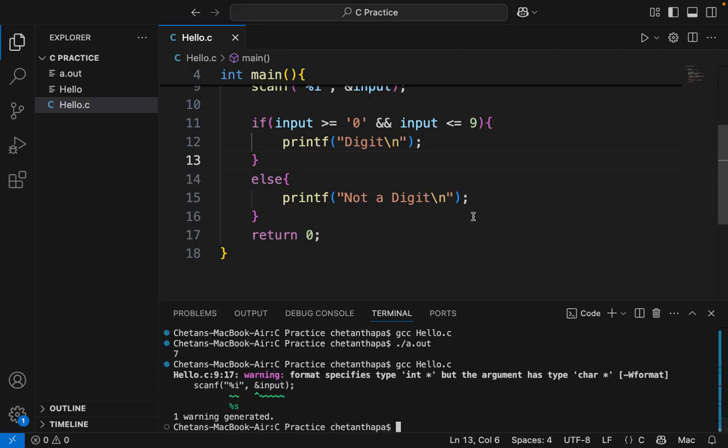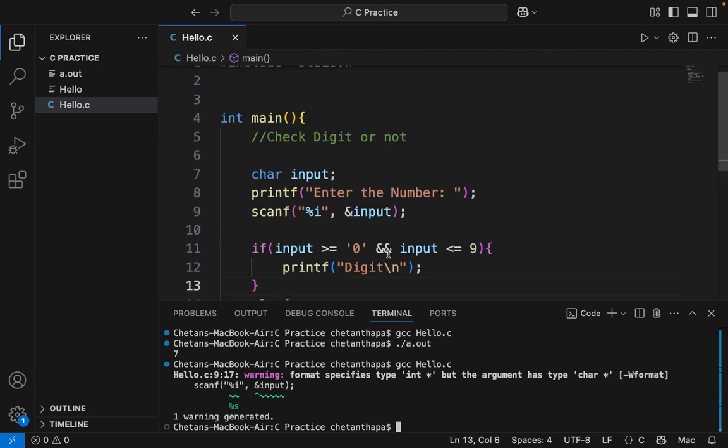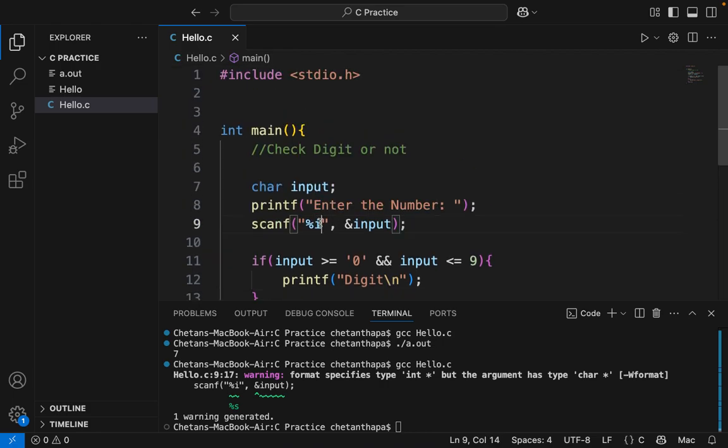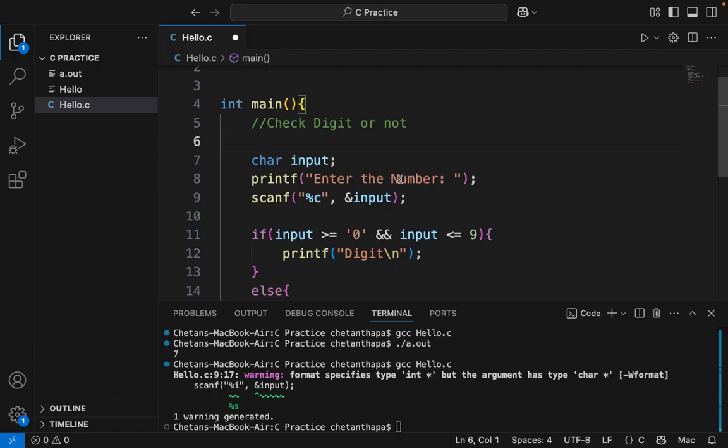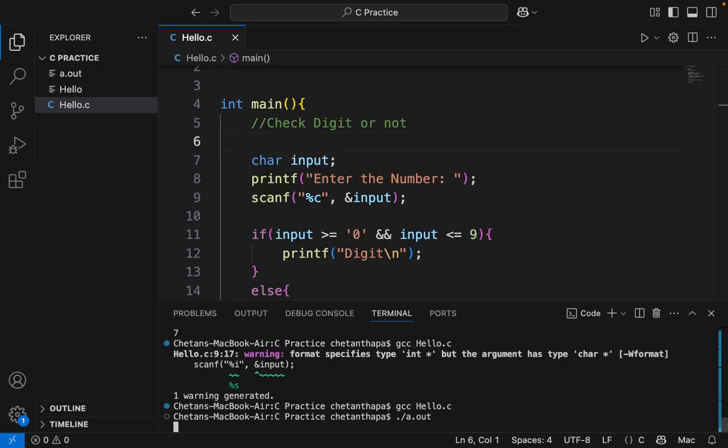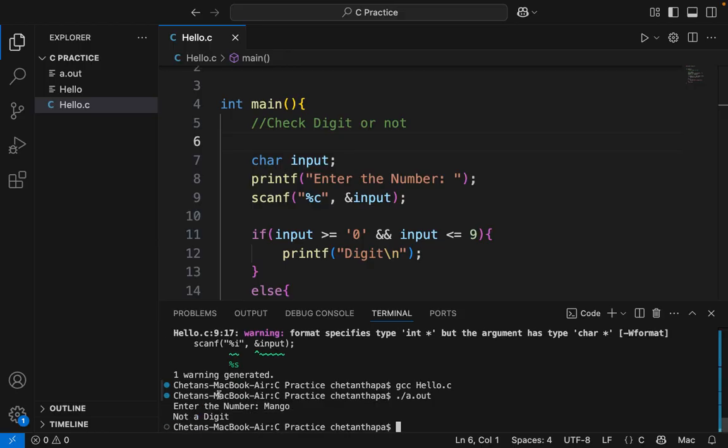Sorry, it is giving me an error because in scanf I have used %i, it should be %c. Enter the digit. I should have written enter the character. Okay, no problem. Enter the number. Let's say mango. Mango, not a digit. So it is not a digit.